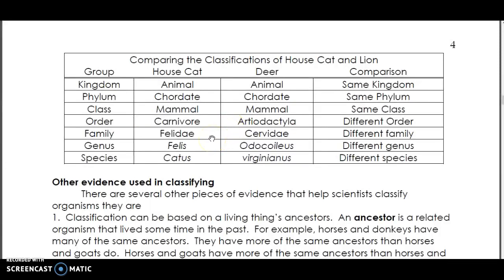Family for the house cat is Felidae, and for the deer is Cervidae. Genus for the house cat is Felis, and for the deer is Odocoileus. And the species for the house cat is catus. For the deer is virginianus. So you can see that they have some of the same kingdoms, phylums, and classes, but they have different orders, families, genuses, and species.